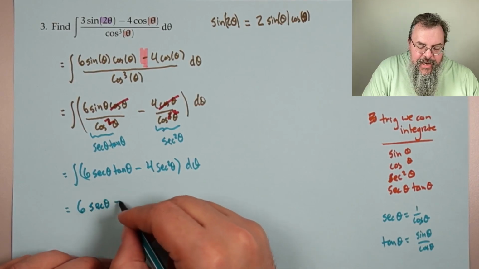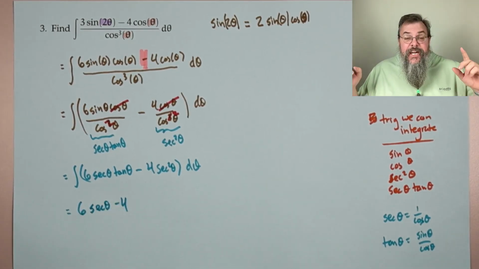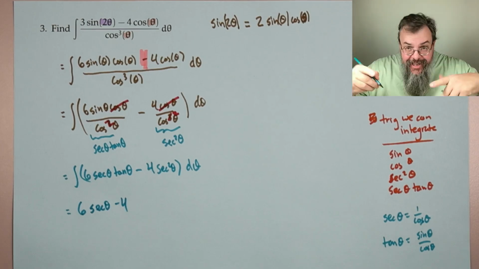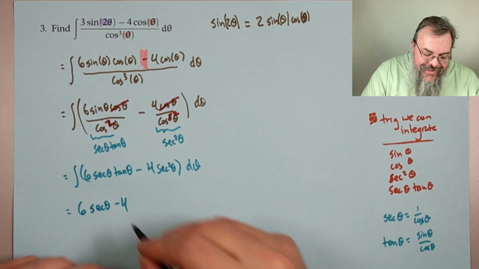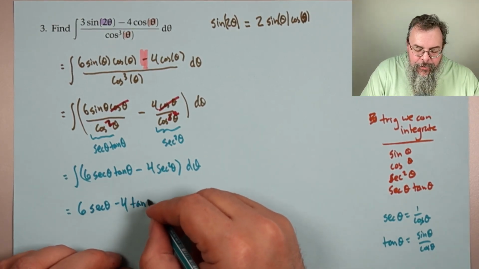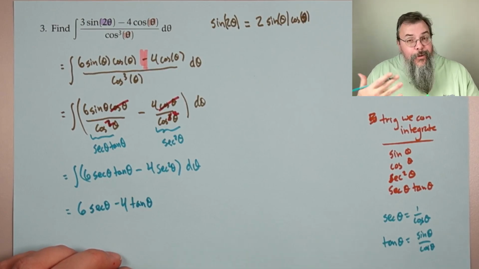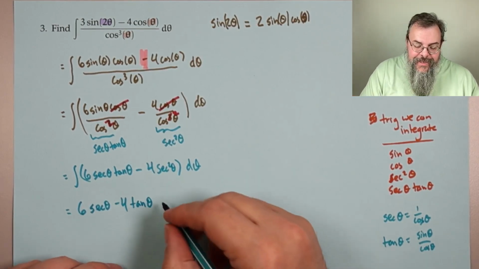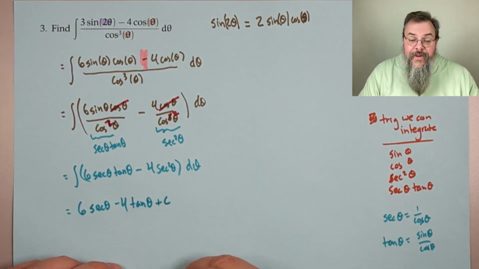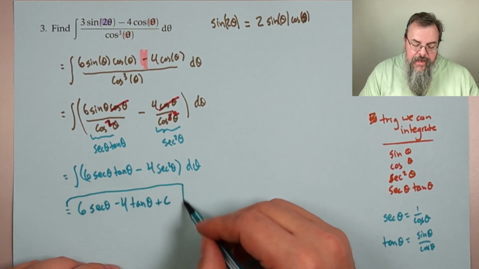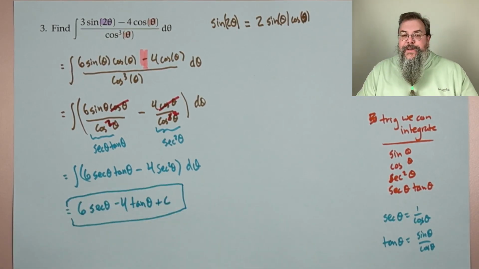And minus 4. Integral of secant squared theta is tangent theta. Yes. Good. Wonderful. And of course, because we want all the points, don't forget plus c. All right, and there we go.